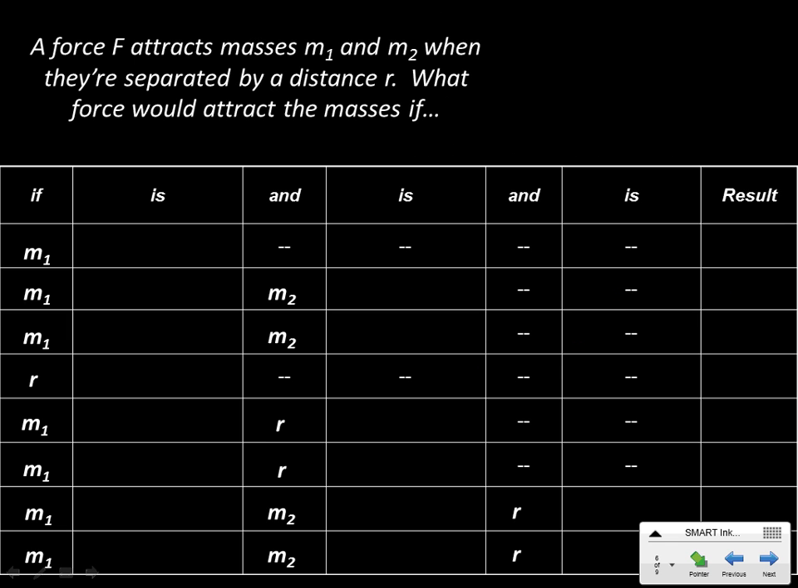Okay, we might as well do this. Good one here. Part 1. Multiple choice, right? These are hugely popular questions. Assuming you know this equation, which you now do, what they will ask is something like, a force F attracts masses 1 and 2 when they're separated by a distance r. That's your given. What force would attract the masses if m1 was tripled?